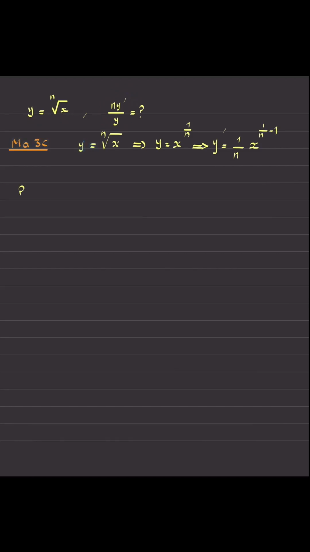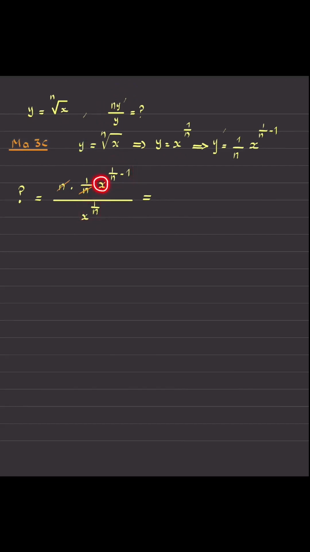Now the question mark in the problem is equal to ny prime over y, so I have to multiply n by y prime. But y prime, we just got it. It is 1 over n, x to the power of 1 over n minus 1. And then we divide everything by y. But y itself is this expression, so I would write it as x to the power 1 over n. Now let us see what happens. This n will cancel that n. Then I will have two exponents, two powers, here and there.